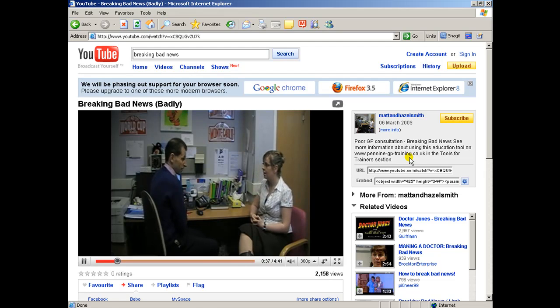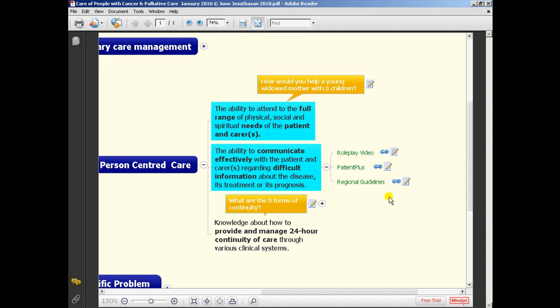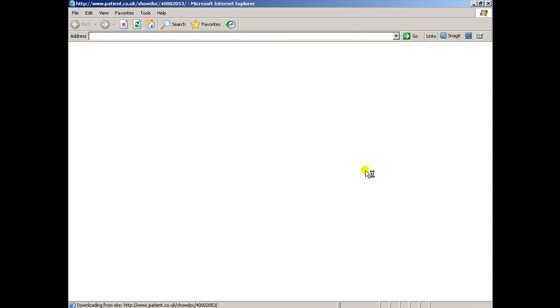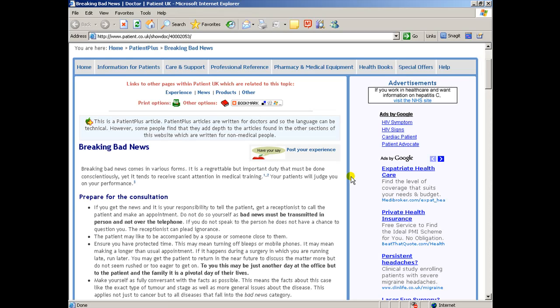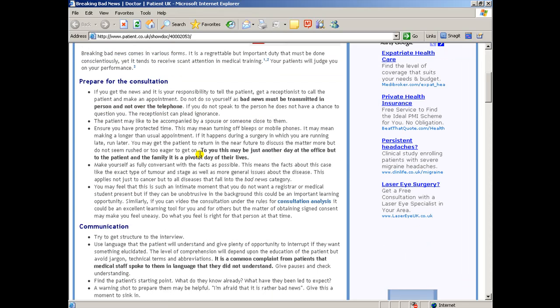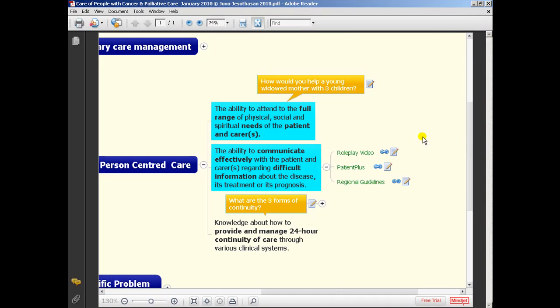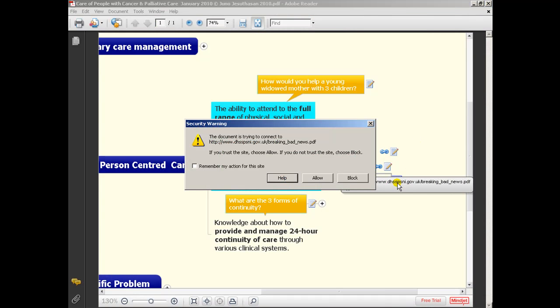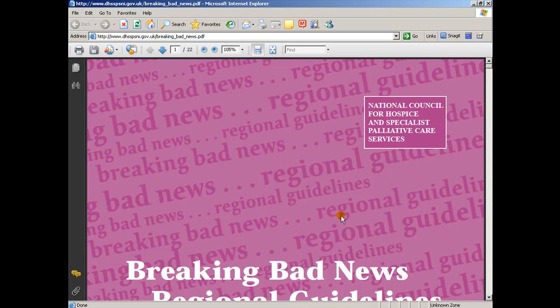So obviously, depending on your learning needs, you can go for things which are more robust. If I click on there, patient.co.uk, Patient Plus, excellent article with good references. And if you want regional guidelines, we've got these ones from the National Council for Hospices and Specialist Care.